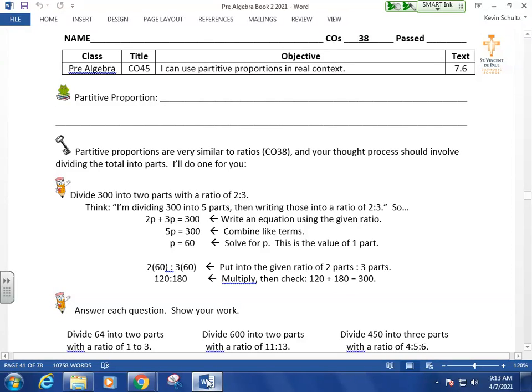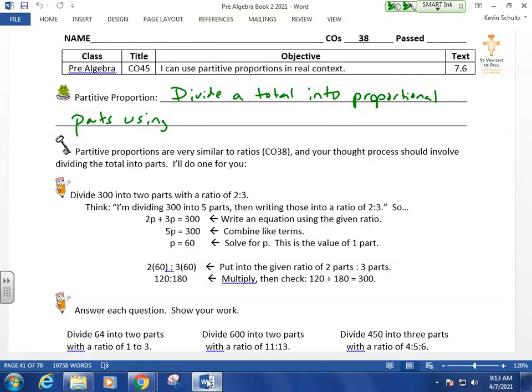We are covering CO45, which is using something called partitive proportions. What partitive proportions do is they divide a total into proportional parts using ratios. Okay? They divide a total into proportional parts using ratios.